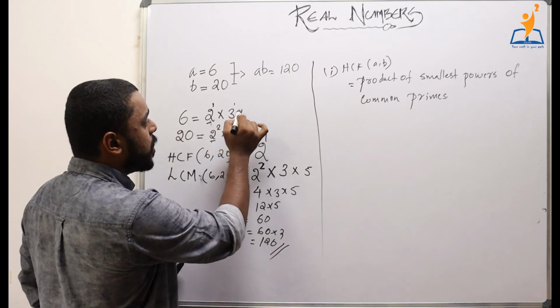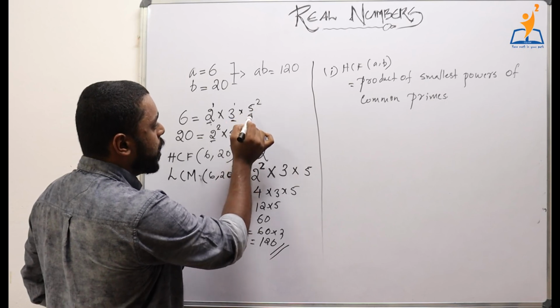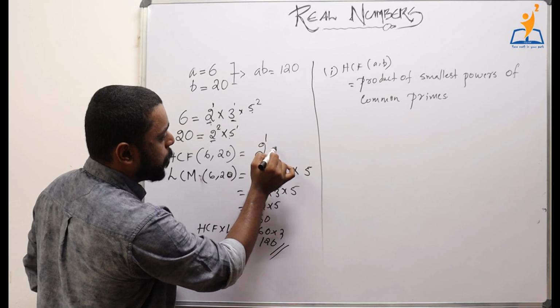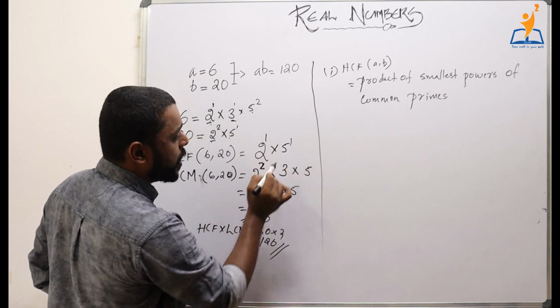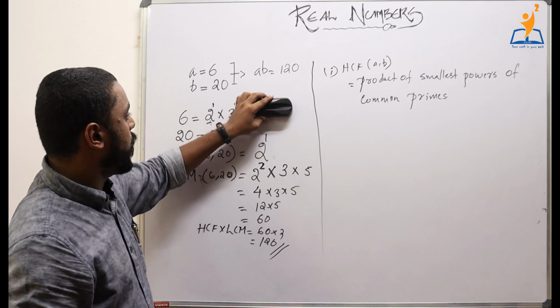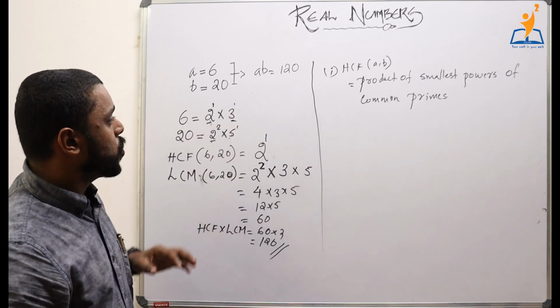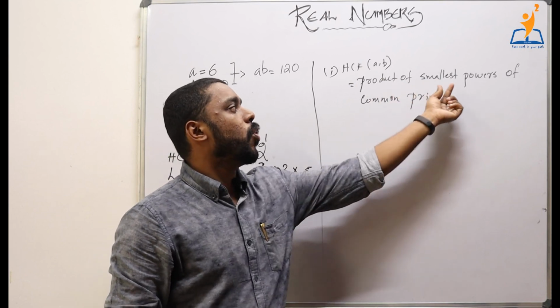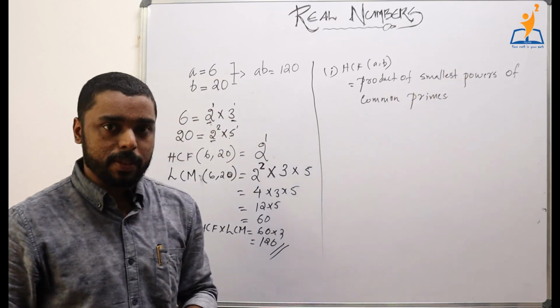If there is another prime, say 5 square in one and 5 in the other, then 5 and 5 are common, and we must choose the one with the lowest power, so we must choose 5 raised to 1 into our product. Is it clear? Luckily we don't have any other primes in common. So we have HCF of A and B equal to the product of smallest powers of common primes.